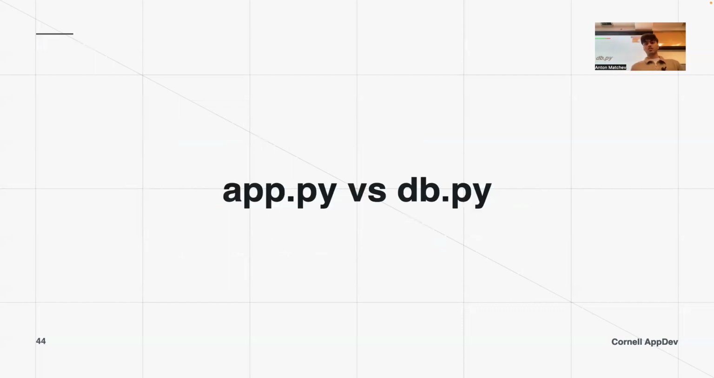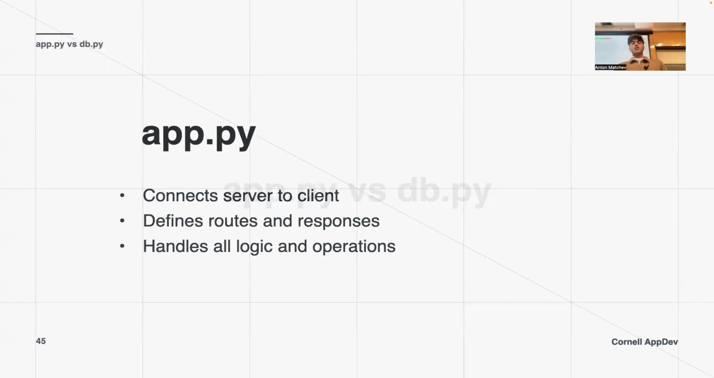So now we're going to go a little bit more into the difference between app.py versus db.py, going forward. Starting from this assignment and going on, your app.py is going to be pretty much serving the same task. It connects a server to the client. It's basically where you define all your routes and responses, and it handles logic like input validation, the errors, and stuff like that.